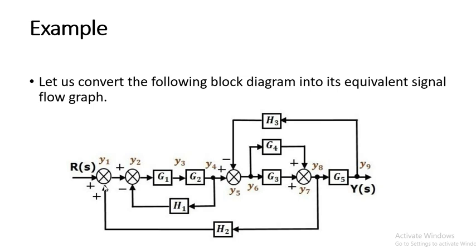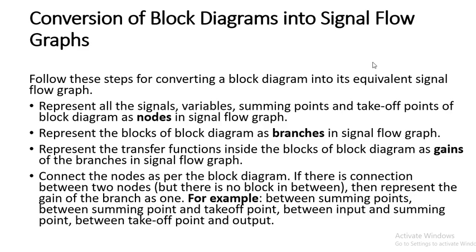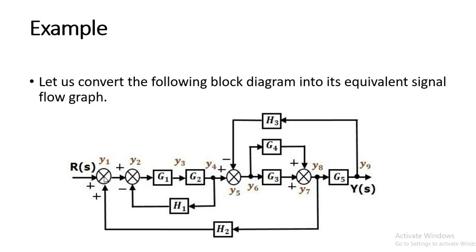Okay. For example, if you see this first summing point, so as per this rule, represent all signal variable, summing points and take-off points as nodes. Okay, so that's why if you see this summing point, this summing point will be replaced by the node y1. This summing point will be replaced by node y2.